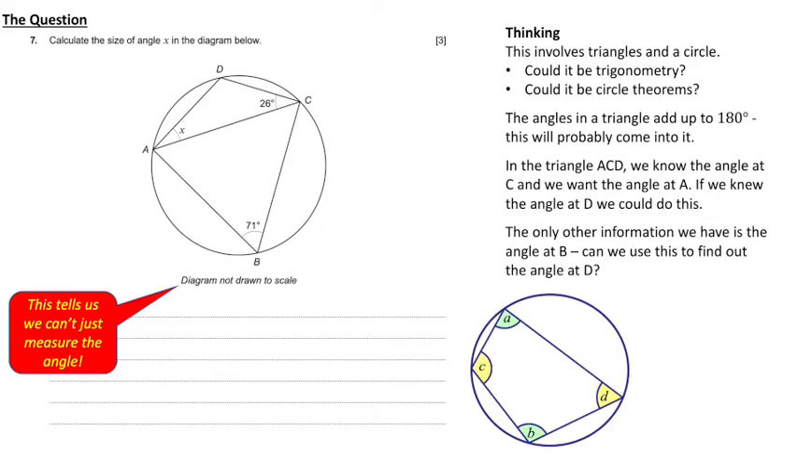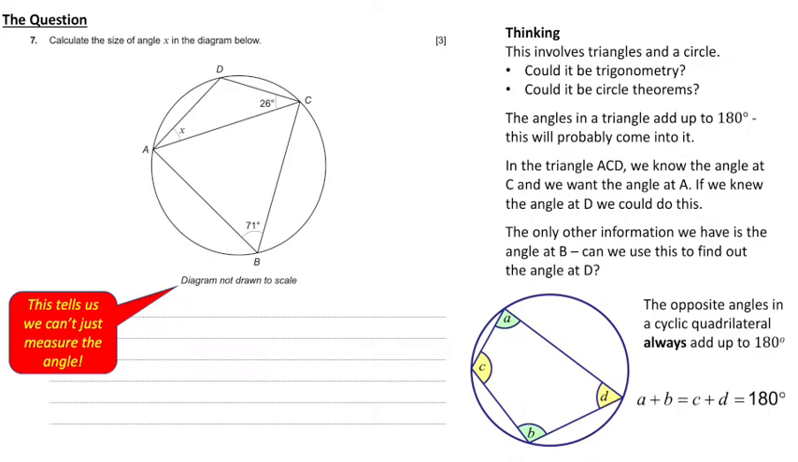And what we use is a theorem concerning cyclic quadrilaterals. That means a four-sided shape where all the corners are on a circle, and the opposite angles in a cyclic quadrilateral always add up to 180 degrees. So for example, in this one we've got A plus B, they're opposite to each other, and C plus D are opposite to each other, so A plus B is the same as C plus D and they equal 180.